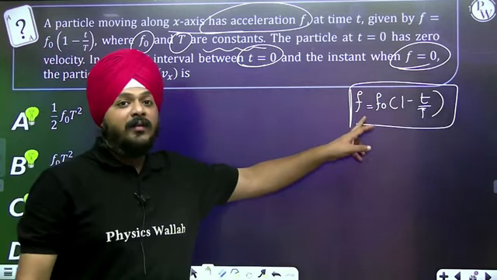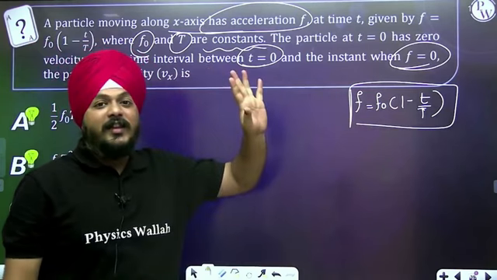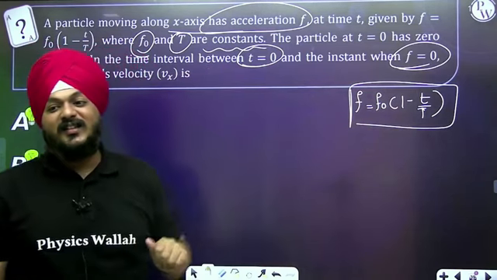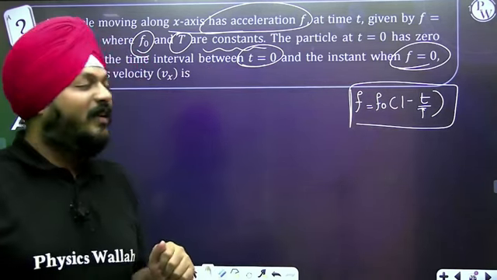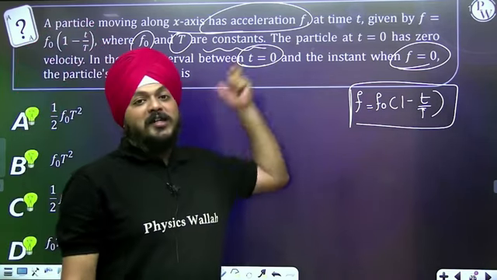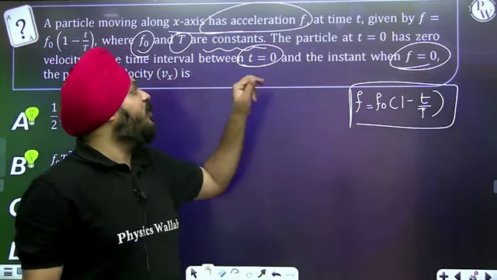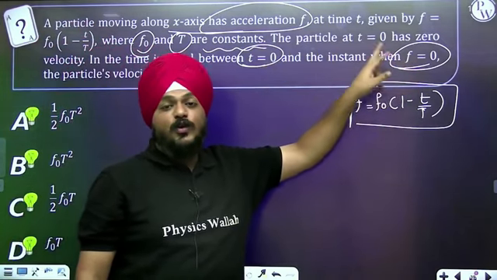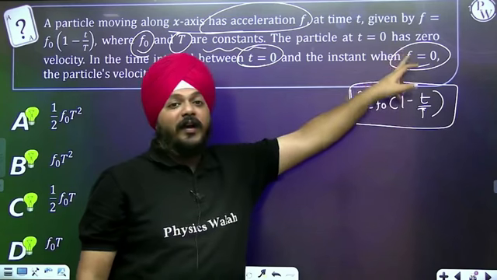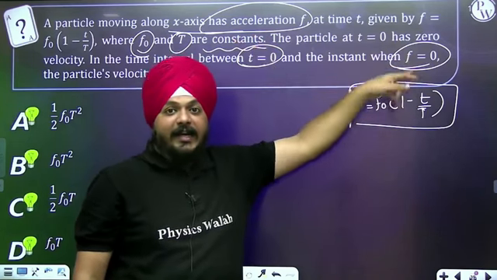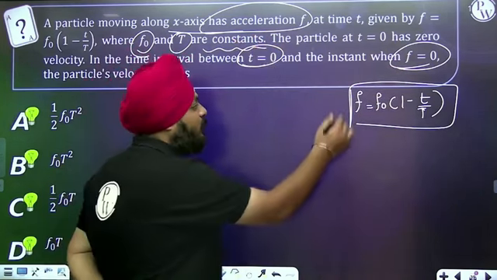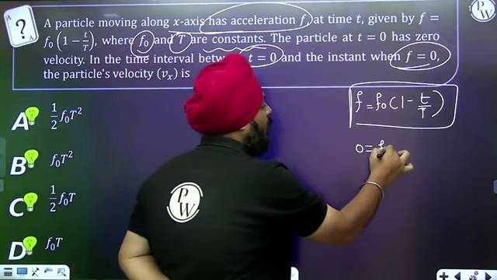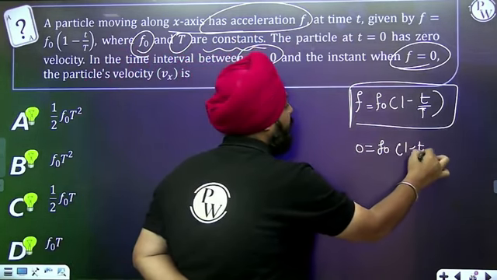Acceleration is given, we have to reach up to the velocity, then one thing is sure, we have to do integration, right. But in what time interval we have to do the integration? In between t is equal to 0 and f is equal to 0. So first of all, we need to define the value of t when f is getting 0. So when f is getting 0, 1 minus t by T.